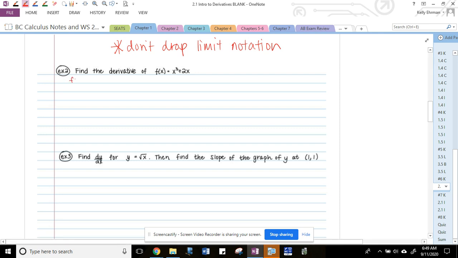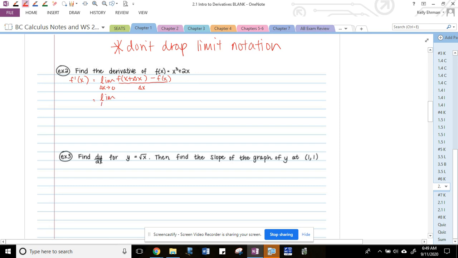So f prime of x, the derivative of f of x, is equal to the limit as delta x approaches 0 of f of x plus delta x minus f of x, all over delta x. Now, do you have to write this formula every time? No, I'm doing this for the notes, especially for our first one. You can jump right to the next step, which is to write out what is f of x plus delta x minus f of x.